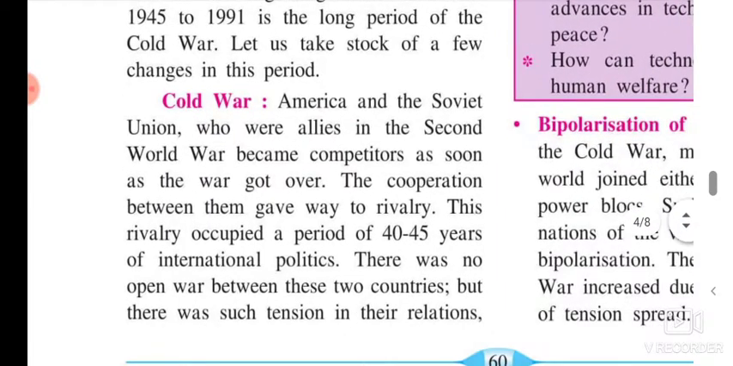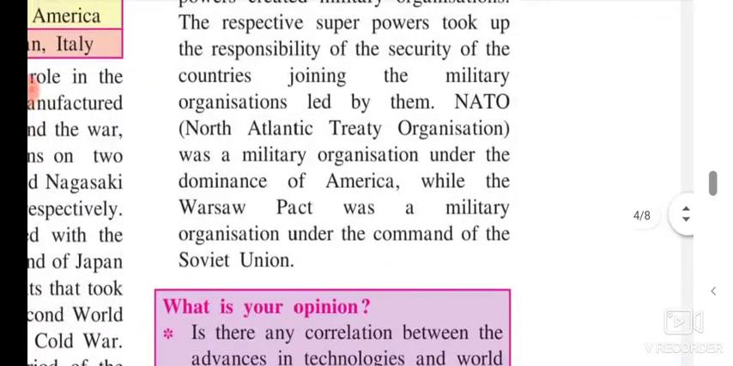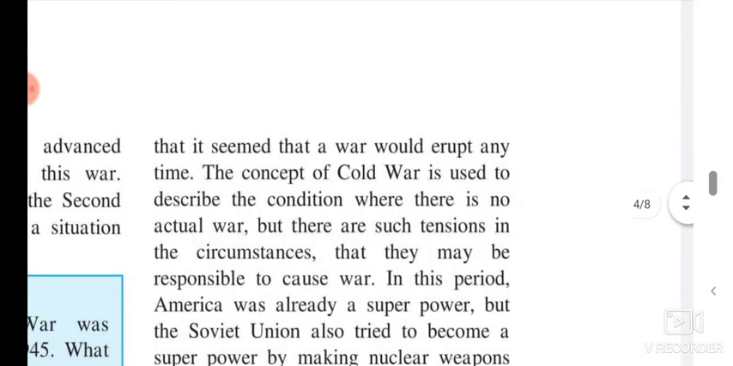The next topic is the Cold War. America and the Soviet Union, who had been allies in the Second World War, became competitors as the war got over. The cooperation between them gave way to rivalry. This rivalry occupied a period of 40 to 45 years in international politics. There was no open war between these two countries, but there was such tension in their relations that it seemed a war could erupt any time.